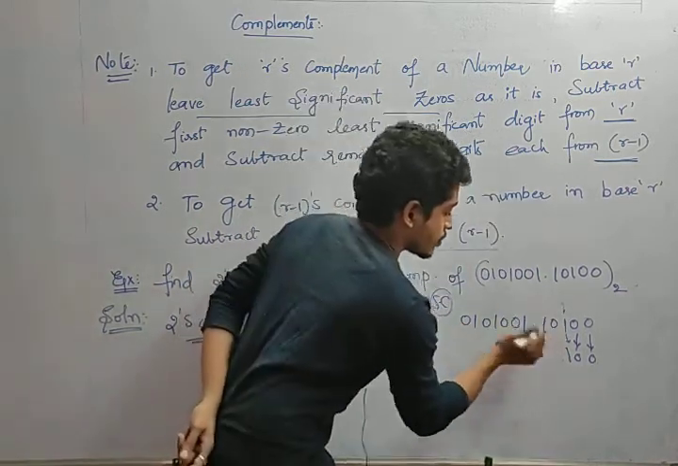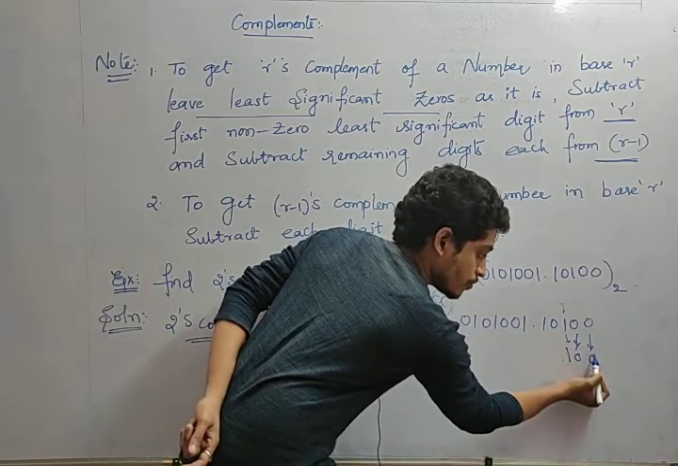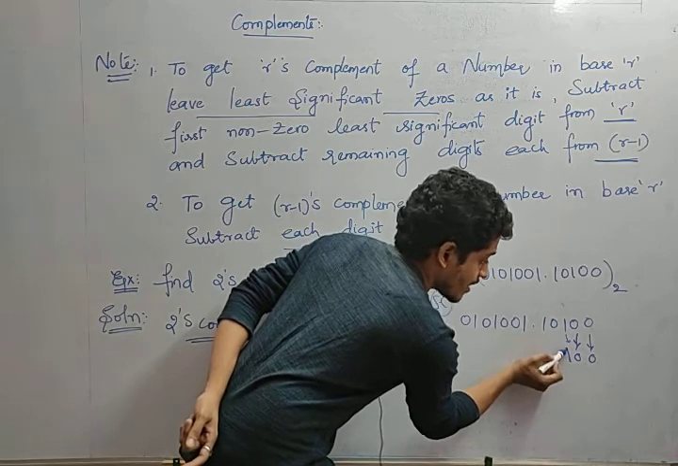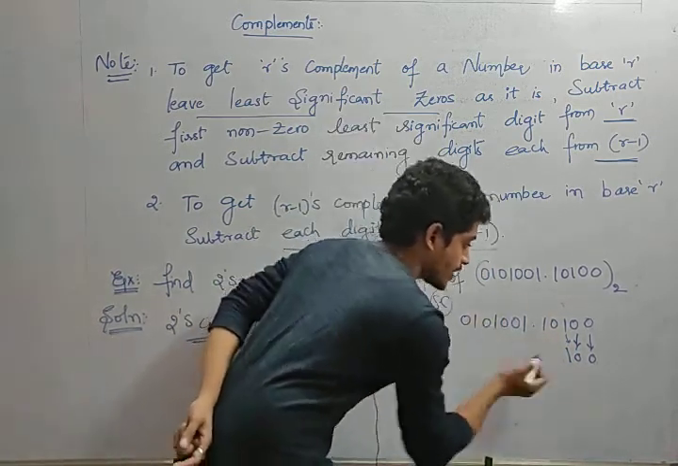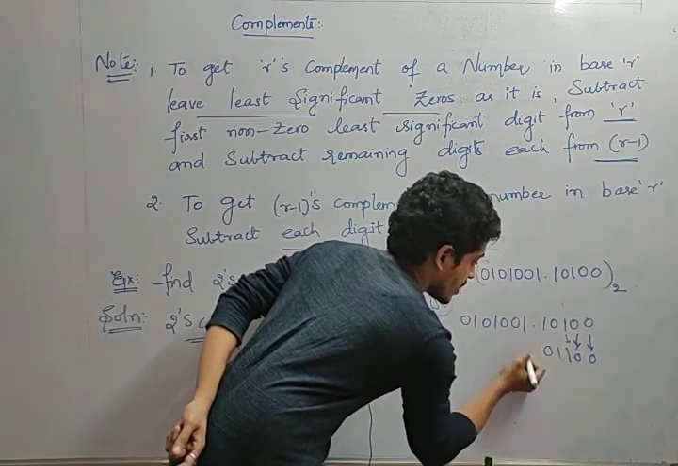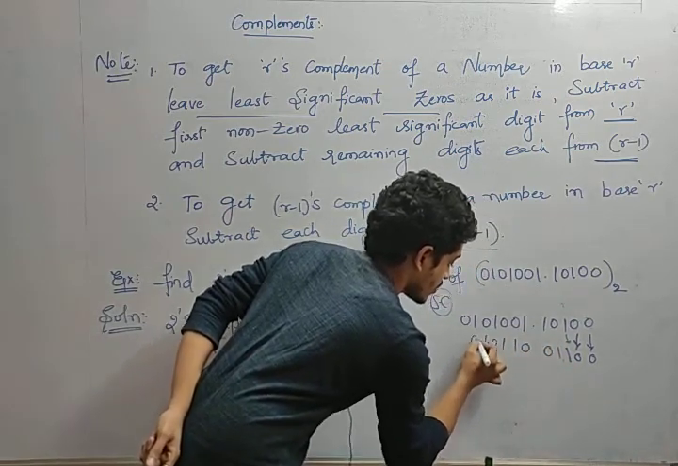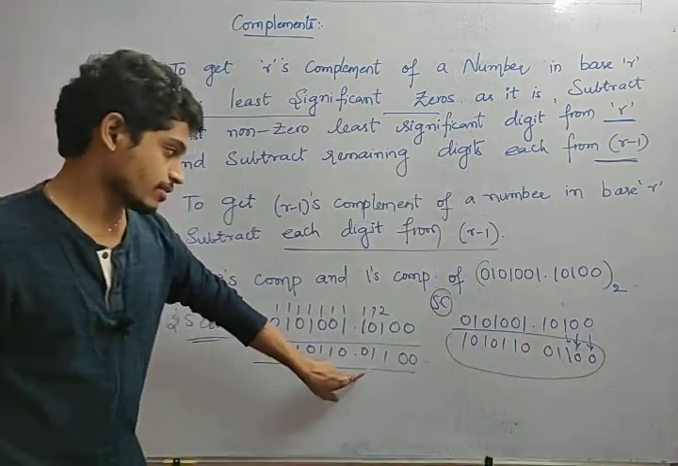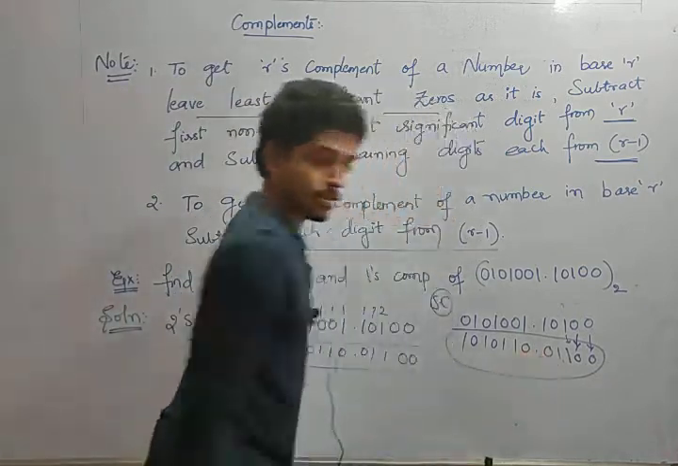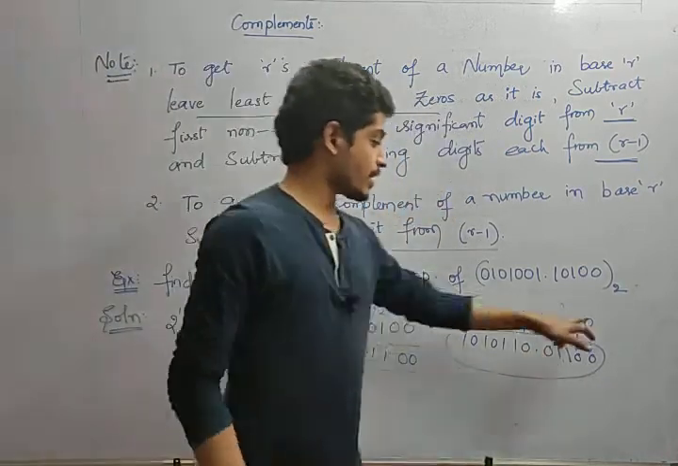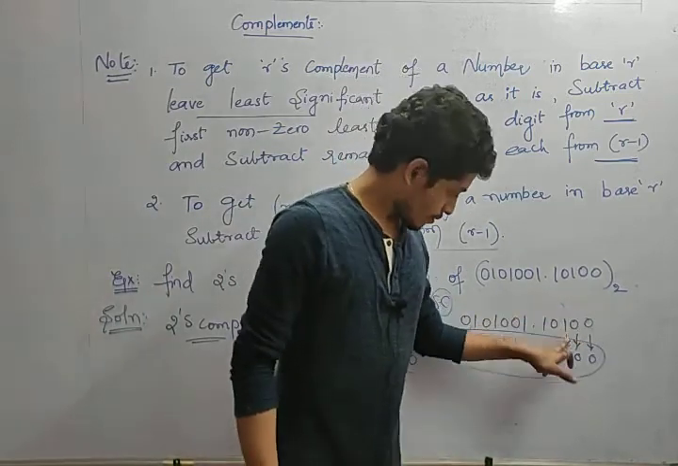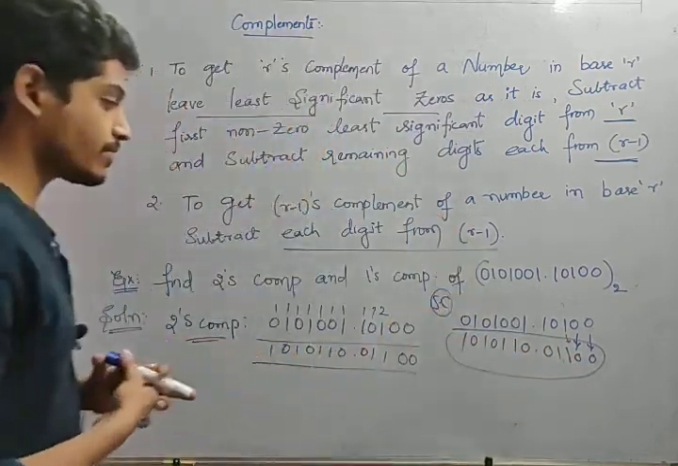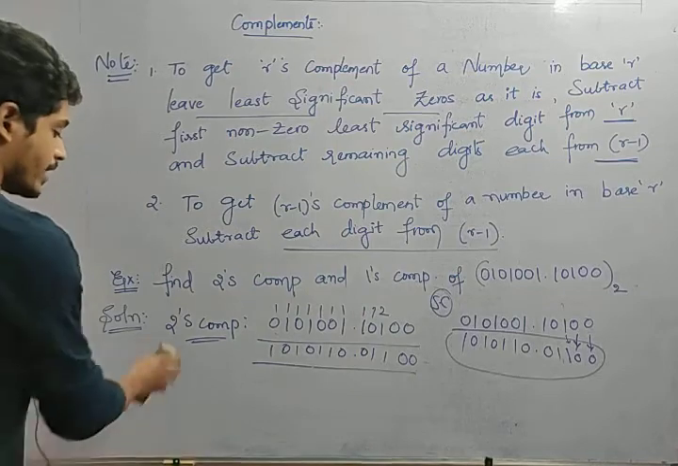Firstly we have 0, take the 0. We have another 0, take that 0. Yes, we have got the first non-zero number, take that. And from there, we have to invert all the digits: 0 as 1, 1 as 0, 1 as 0, 0 as 1, 1, 0, 1, 0, 1. So this is the 2's complement. Right, friends? Until you get the first non-zero number, repeat the digits and also take that first non-zero number. After that you invert the digits. This is also one of the simple shortcuts to find the 2's complement. Now let us find the 1's complement.